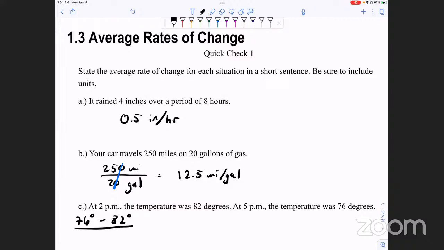And we could say basically 5 p.m. minus 2 p.m. It's a difference of 3 hours, right? The temperature is dropping as time is progressing, so we should get a negative result. That difference is 6, so that's going to be negative 6 degrees for every 3 hours. So then it's going to be negative 2 degrees every hour. Basically, the temperature is dropping by 2 degrees every hour. Again, just the average rate of change, the slope.